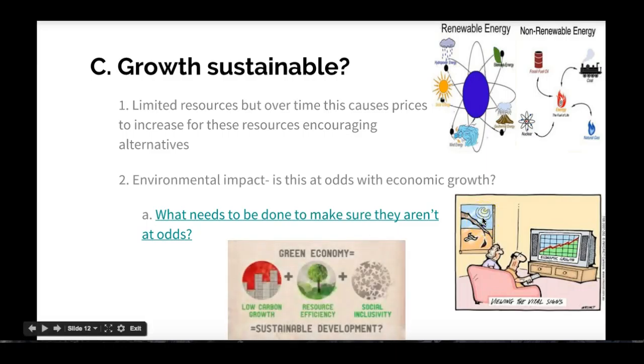So keep in mind that we want to have low carbon growth. We need to be efficient with the resources we have, but we also need to have inclusivity of everybody buying into it, because if we don't buy into it, it's not going to happen.